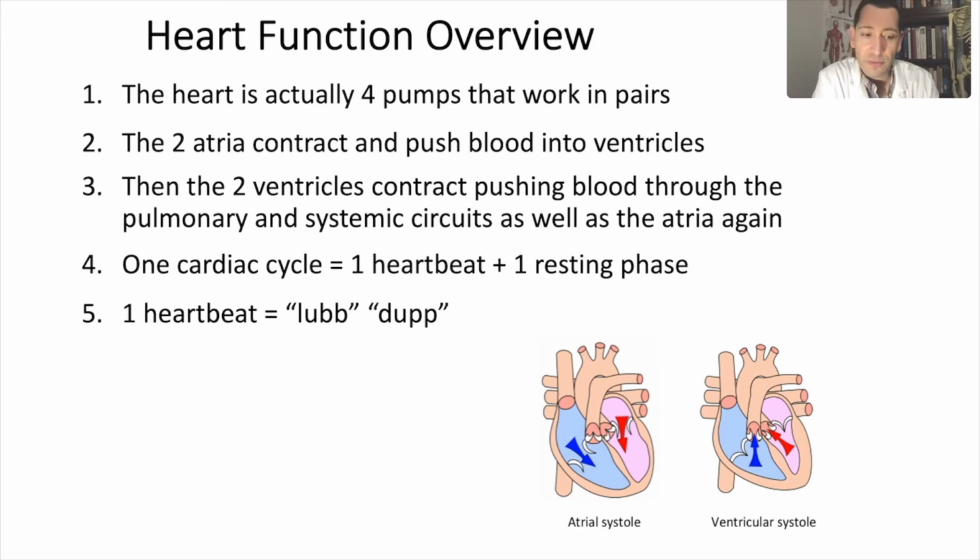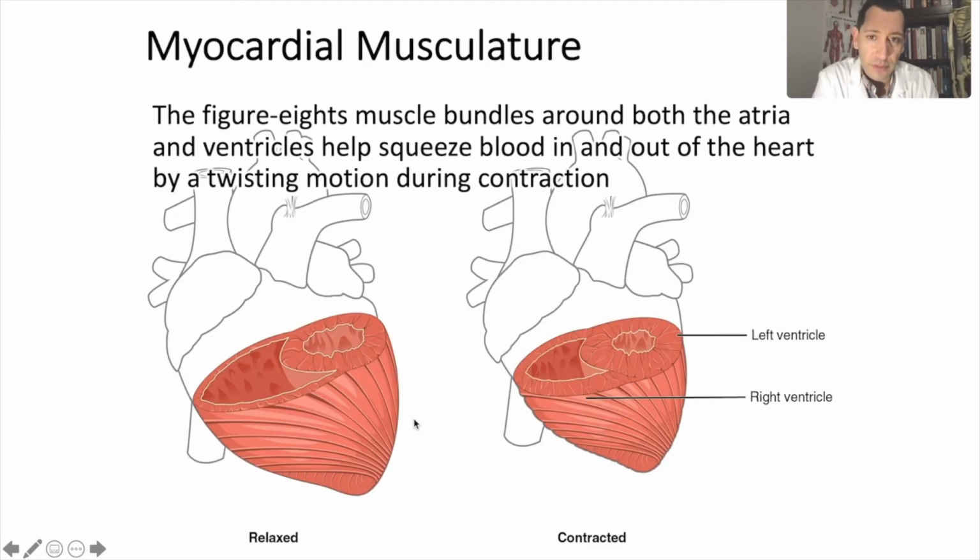Lub is S1, dup is S2. The two heart sounds that we hear. Lub dup, rest, lub dup, rest. So one of those, lub dup, rest, is one cardiac cycle. A heartbeat, so what's one heartbeat? It's just these two sounds right here, plus your resting phase, lub dup, rest, lub dup, rest. That's how it works.